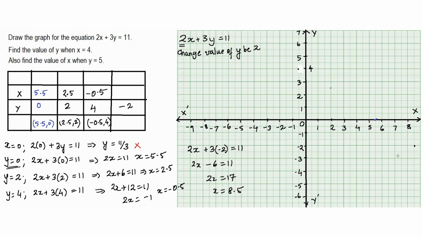And this is how we get these 4 points. Let us see if they form a line. If they form a line, or if they lie on the same line, it means that our plotting is extremely accurate.